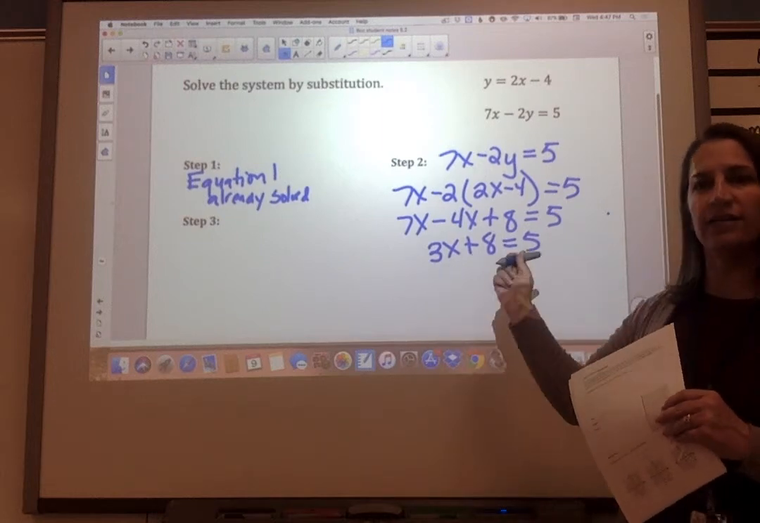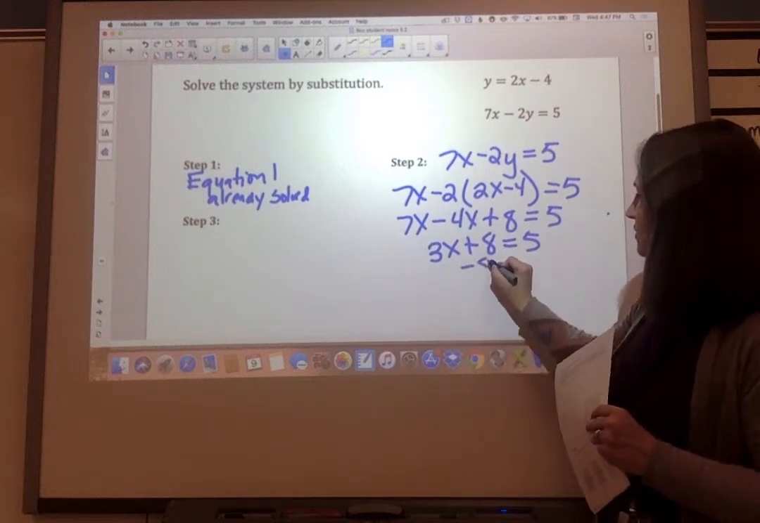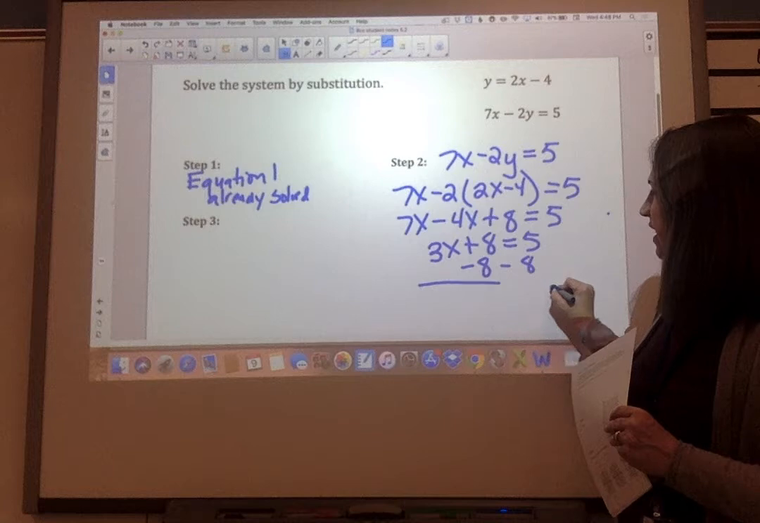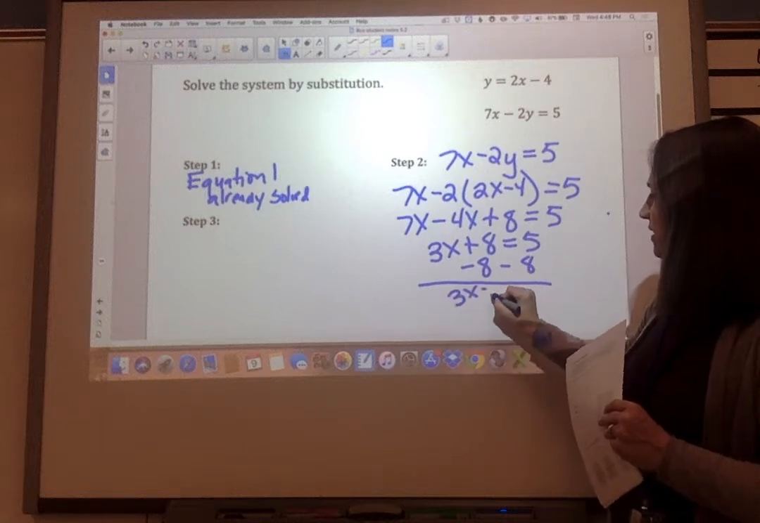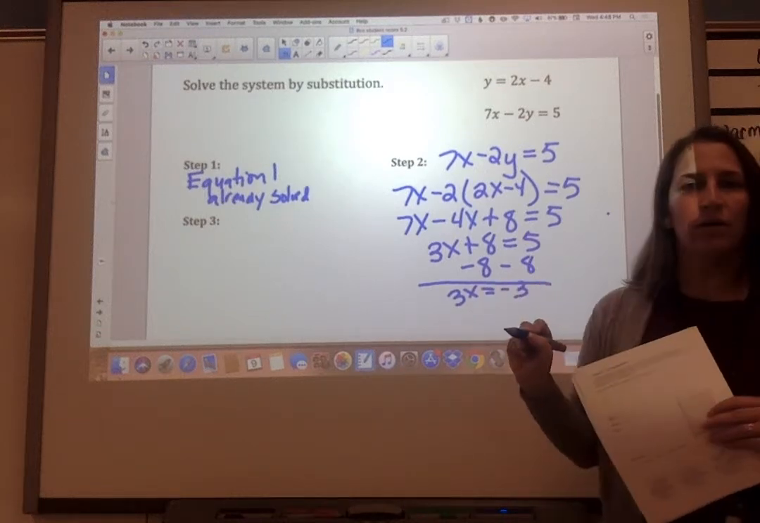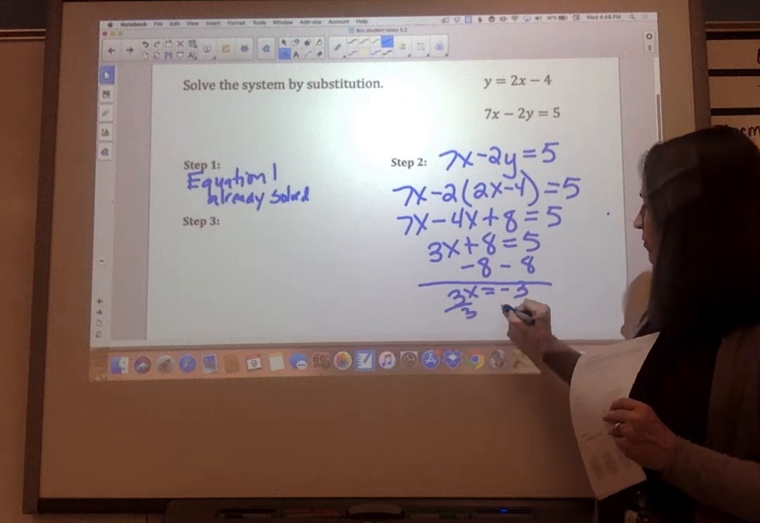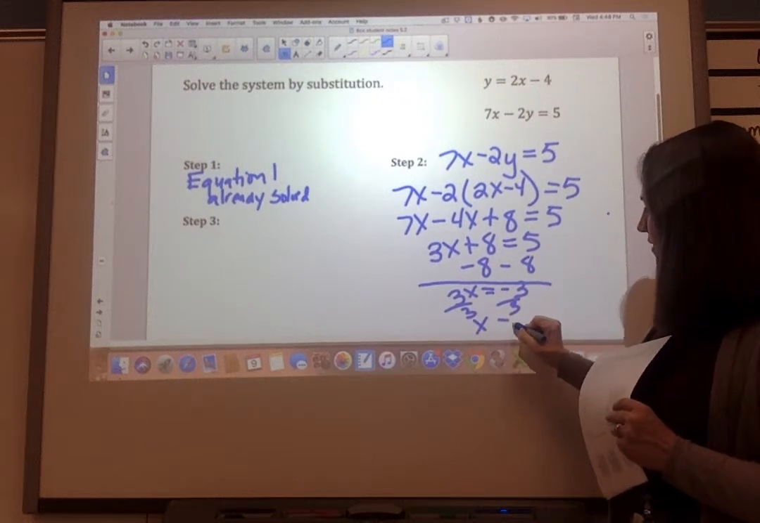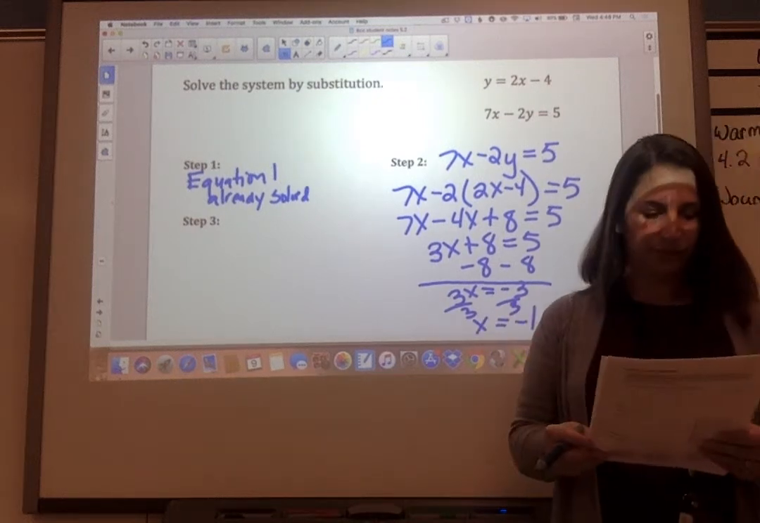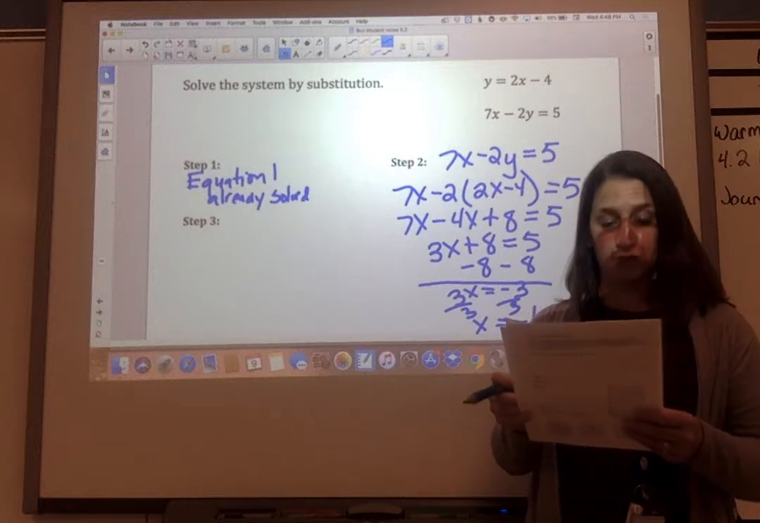Now we want to get all our constant terms on one side of the equation, so we'll subtract 8 from both sides. We get 3x equals negative 3. We need to divide both sides by 3, and we get x equals negative 1. Okay, so that's part of our solution.